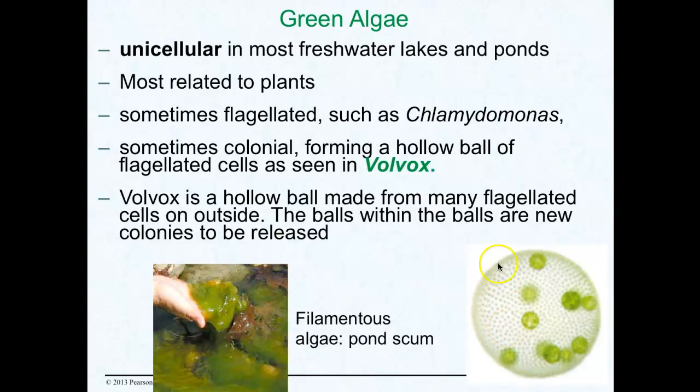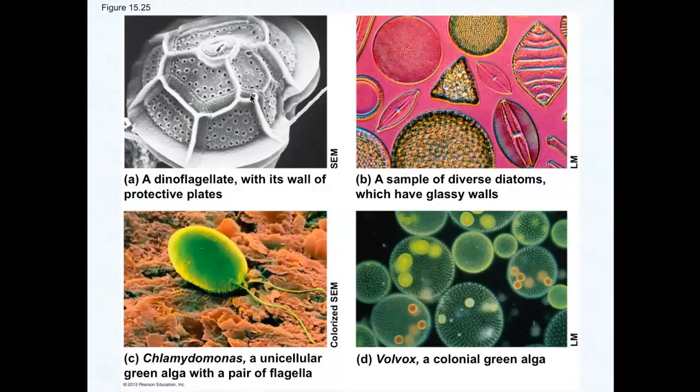All right. So green algae, the other thing you want to know is that these are the guys that are most related to plants. So plants evolved from green algae. All right, so this is a wrap up of what we have so far. Our dinoflagellate. This is our diatoms, which are very beautiful and have oil, and their walls are made of silica. This is a single-celled algae with flagella. And here's our colonial volvox.